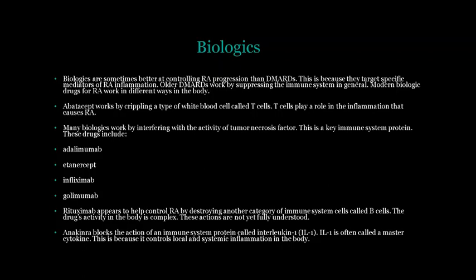Abatacept works by crippling the type of white blood cell called the T cell, which plays a role in the inflammation that causes RA. Many biologics work by interfering with the activity of tumor necrosis factor, such as the following medications. Rituxan appears to help control RA by destroying another category of immune system cell called B cells. These actions are not fully understood. Anakinra blocks the action of the immune system protein called interleukin IL-1.